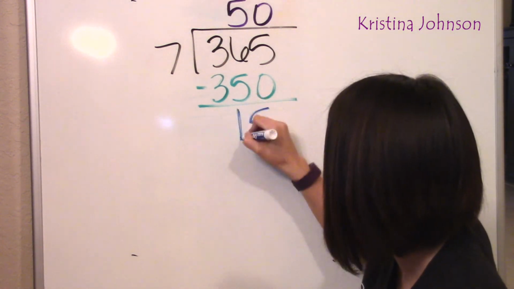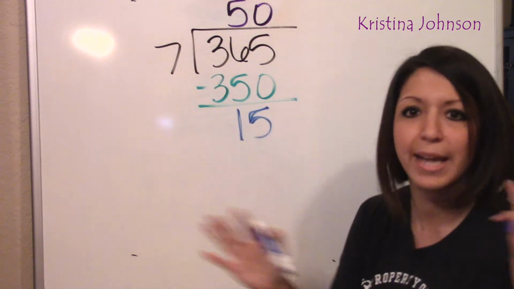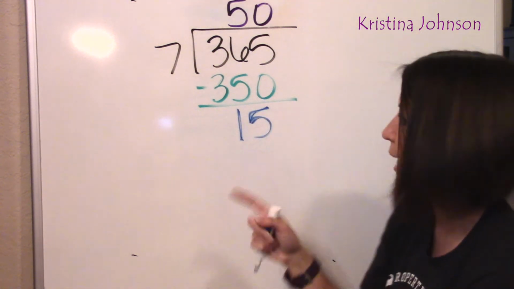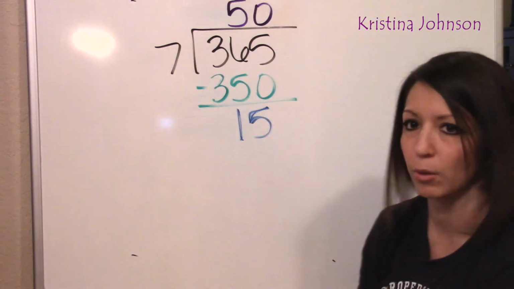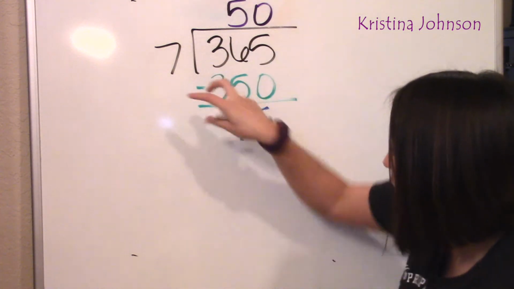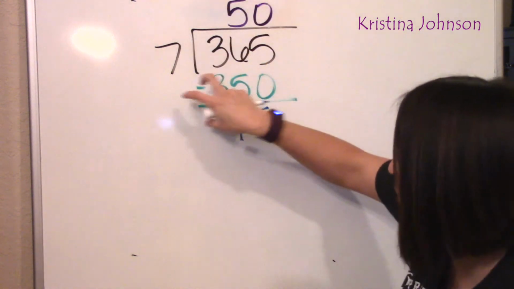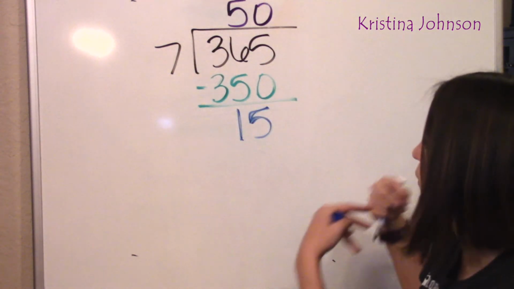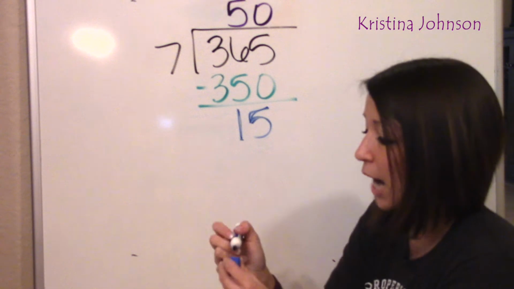I can subtract like normal. I'm not bringing anything down. Okay, do you see that? No bringing down. That's what that whole bringing down thing was. But why? No, there's no reason for that. Okay, so now I've taken off this big chunk. 50 groups of 7 was 350. I can take that off. Now I have 15 left. I go through the same process.